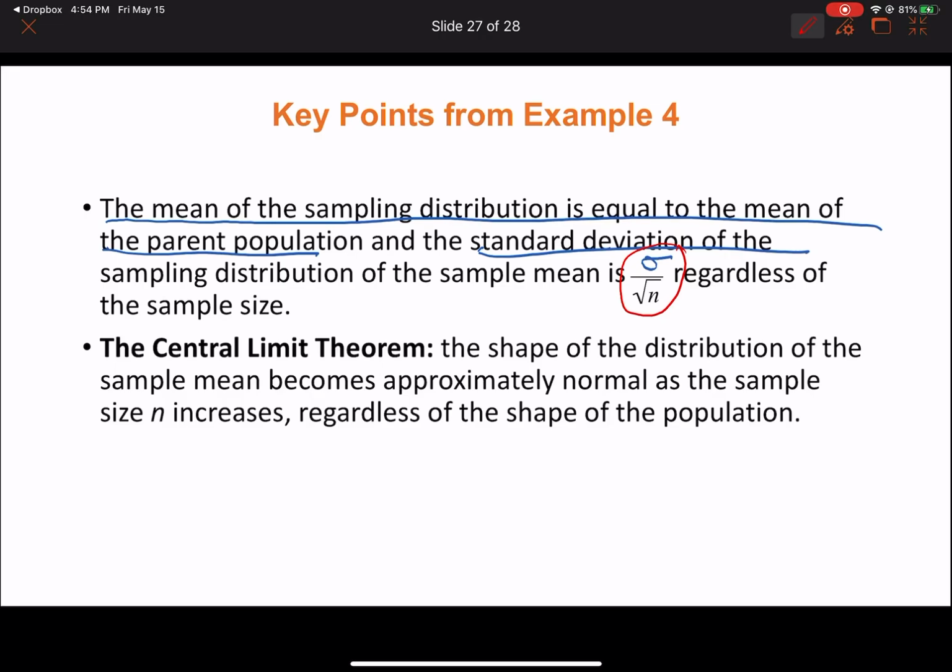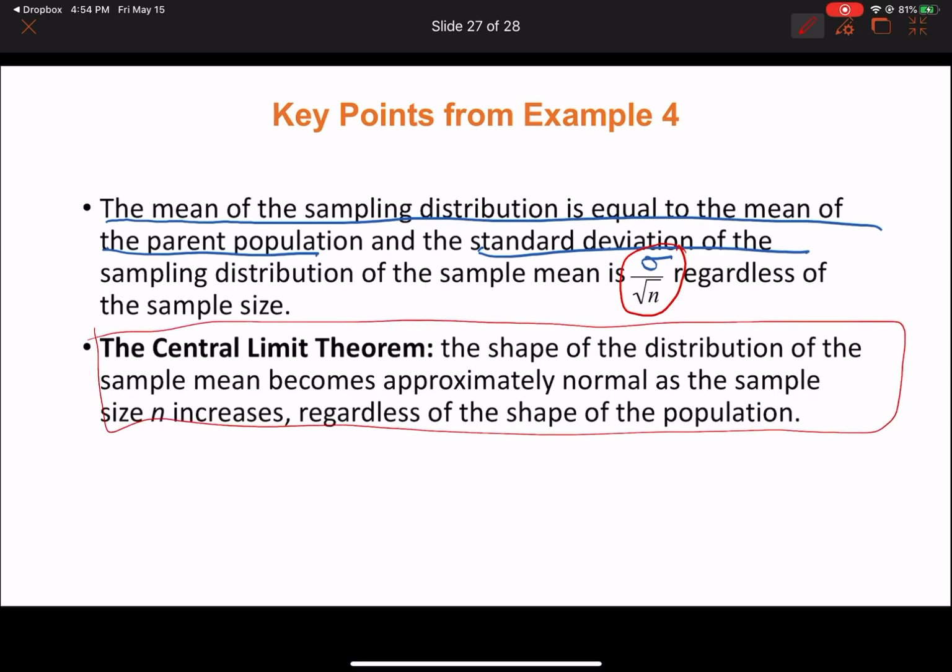The shape of the distribution will become approximately normal as the size of n increases, regardless of the shape of the population. This is important. The central limit theorem tells us that as the size of n increases, no matter what our population shape is, we will get a normal distribution. The distribution of the sample means will become normal.